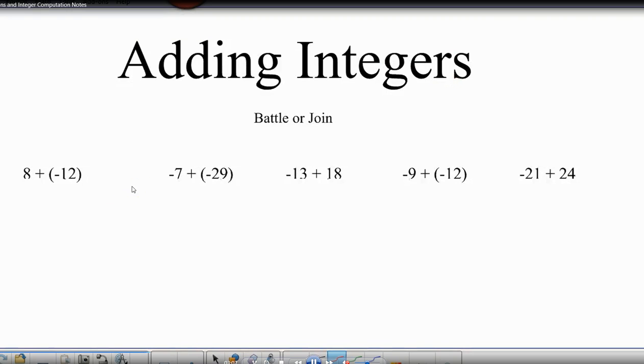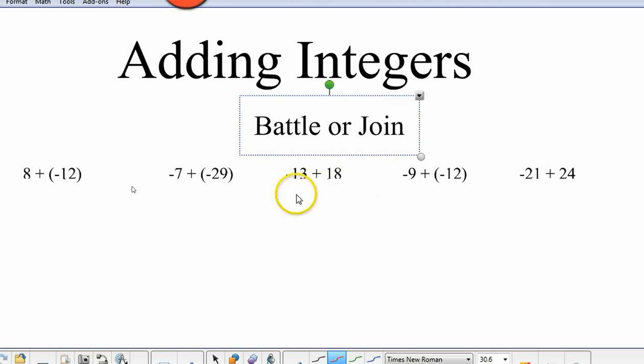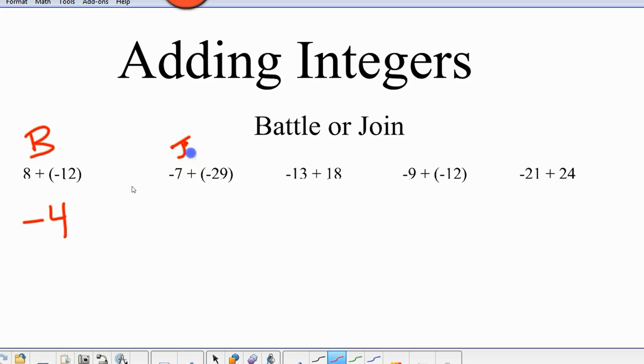All right. Now, when we add integers, I want to be thinking battle or join, which is the phrase that we usually use here at Country Day, and that's when I'm deciding between two. If they're different signs, one's positive, one's negative, they battle, and we see whatever is left over after the battle, after the carnage is done. So if we look at 8 plus negative 12, those are different signs, and so that's a battle. The negatives have 4 more, so the negatives will win by 4 there. Here, if I look at negative 7 plus negative 29, that's a join. They're both the same, so they'll join forces, and they'll be even more negative. It'll be 7 plus 29 negative, or negative 36.